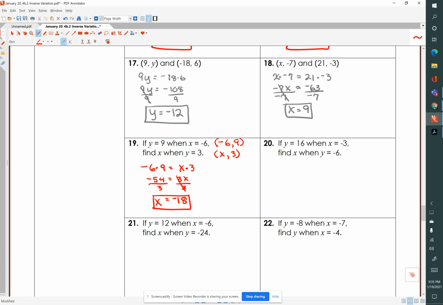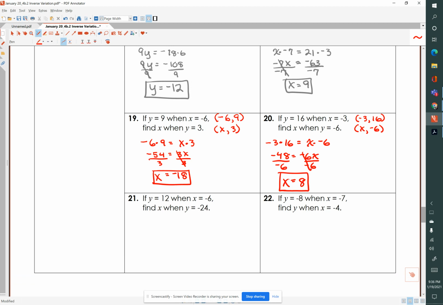Number 20. If y equals 16 when x is negative 3, find x when y equals negative 6. So we have negative 3 times 16 equals x times negative 6. So negative 3 times 16 is negative 48 equals negative 6x. Divide both sides by negative 6 to isolate x. And x equals positive 8, because negative 48 divided by negative 6 is positive 8.